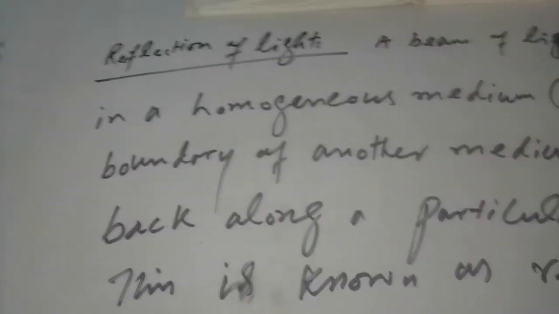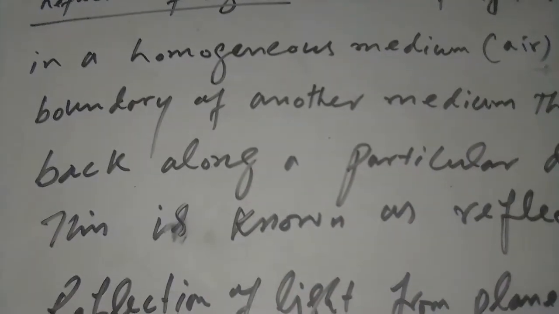The topic of today is reflection of light. A beam of light rays travels in a straight line in a homogeneous medium, such as air. But when it falls on the surface and boundary of another medium, a part of it bounces back along a particular direction in the same medium. This bouncing back of light from a smooth and polished surface is known as reflection of light.